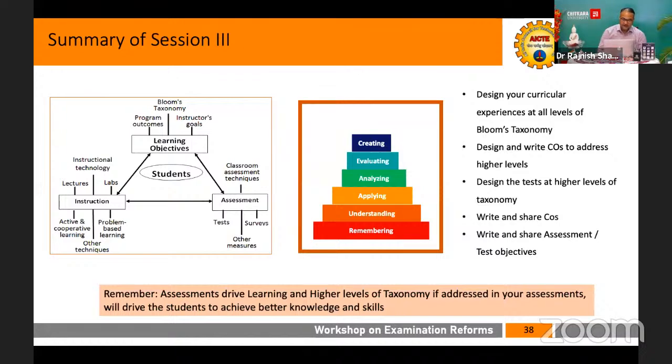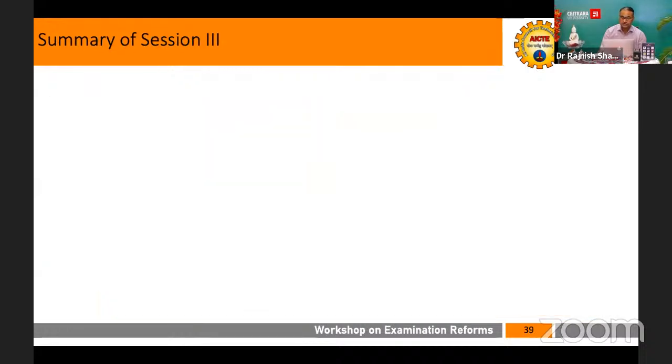And here is the last, this is where we started: design your curricular experiences at all levels of Bloom's taxonomy, design and write COs to address higher levels, design the test at higher levels of taxonomy, write and share COs, write and share assessment and test objectives. I'm very sure if we are able to do it well, then we would be able to set the question papers in the right, expected manner, and we would be able to see big examination reforms in our respective institutes as well.